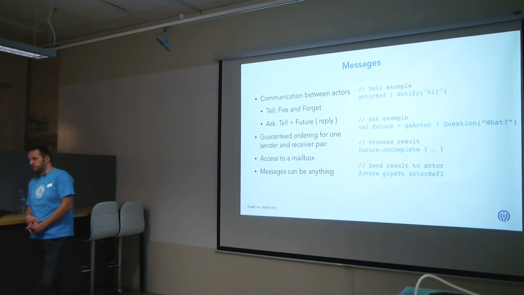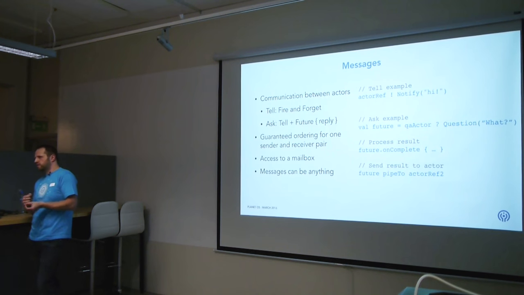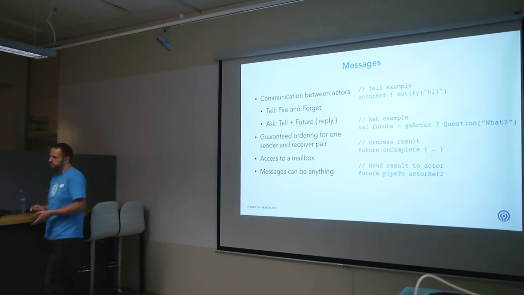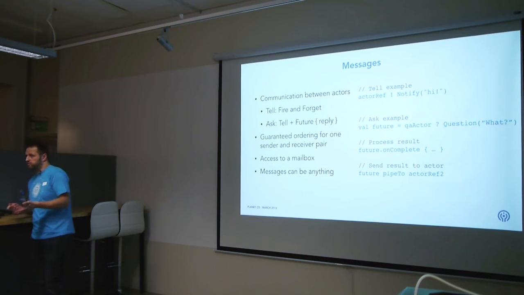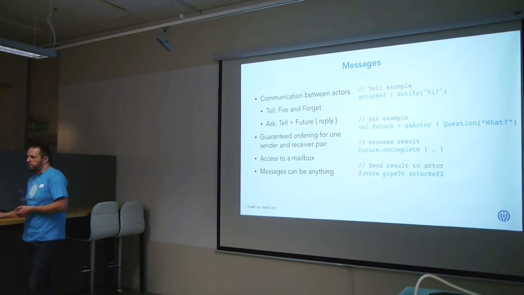Message ordering is guaranteed only between one sender and one receiver, or one actor pair, because of course multiple actors can send messages to one actor at the same time, so then they can get interleaved. Each actor has access to a mailbox. One of the nicest things is that messages can really be anything. Usually you do want to keep them small and you do want to keep them serializable, because if they're not serializable, for example, network transparency goes away. And if they are too big, you can have all kinds of interesting memory problems.